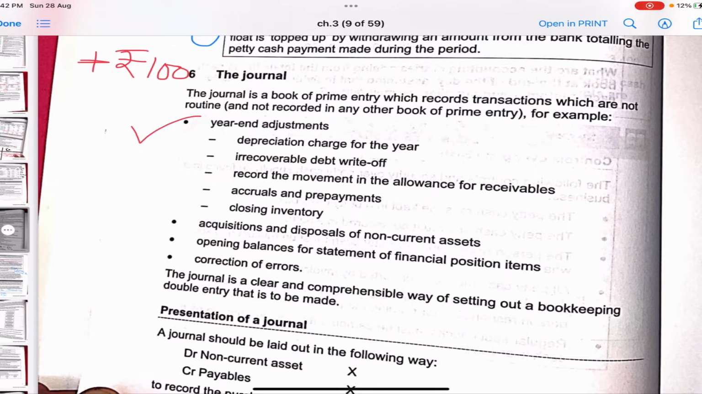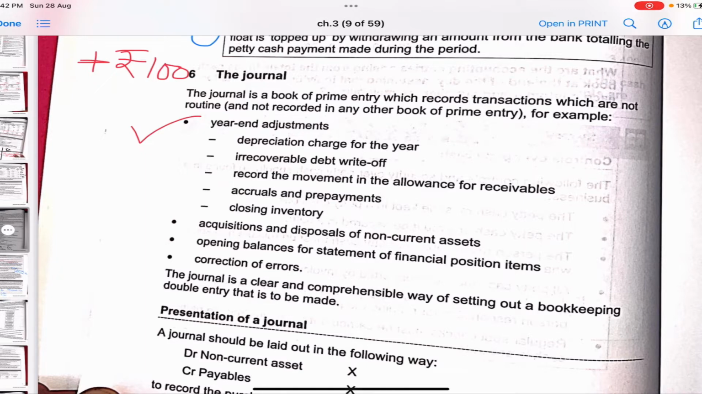First, let's see the examples. There are various types of transactions which are written down and noted in the journal. The first one is year-end adjustments. There are various types of adjustments which are done during the year end. They don't go into any other books, but they go into the journal.